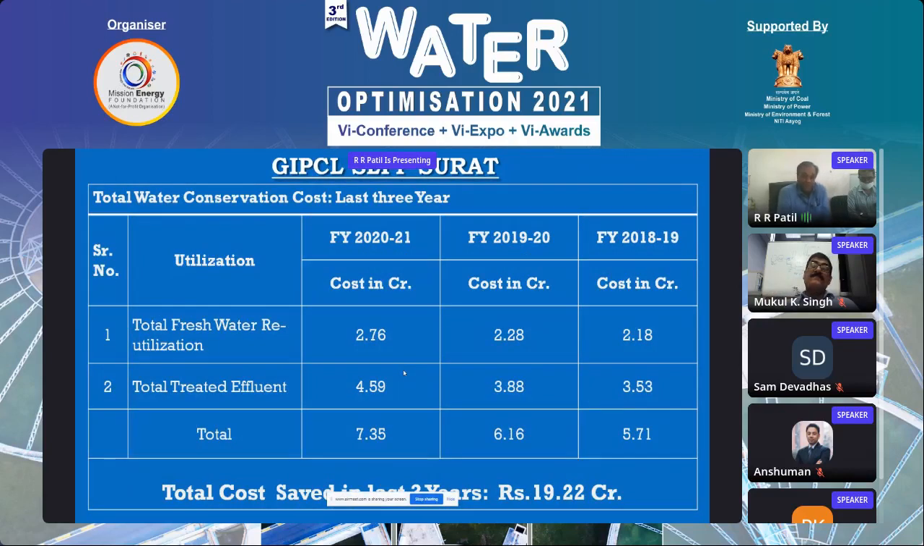Total fresh water utilization in the financial year 2021, total water saving in the financial year 2021 is 7.35 crore, 1926.16 crore, 1819 5.7 crore. So total cost saving from water in the last 3 years is 19.22 crore.